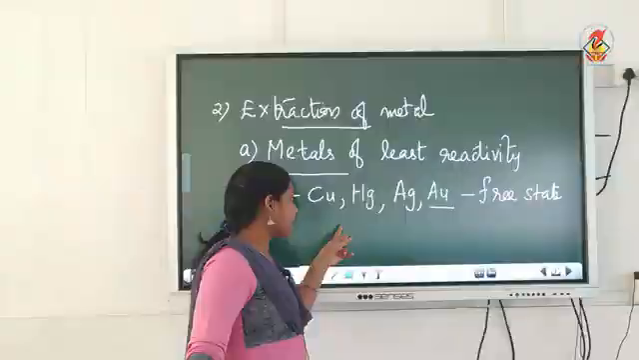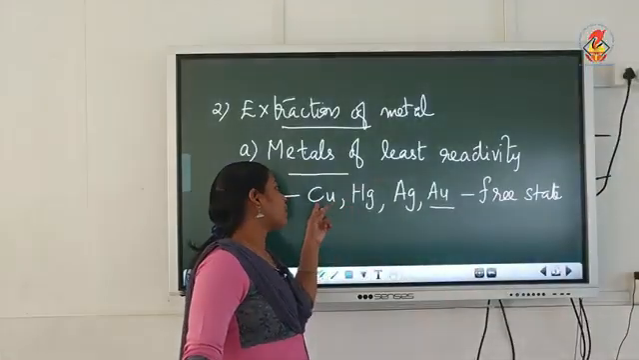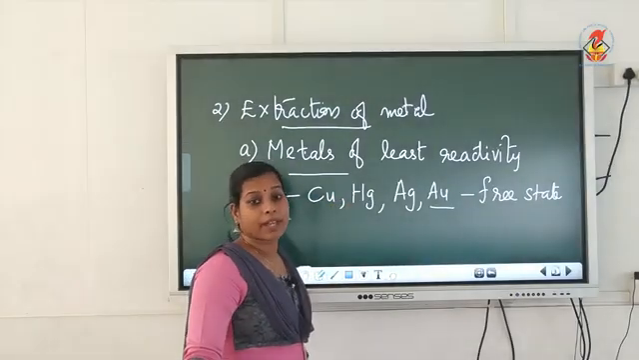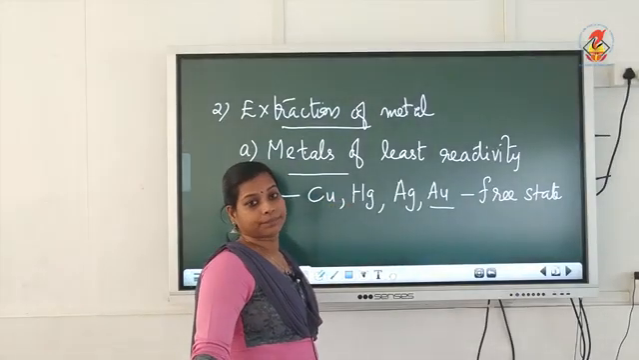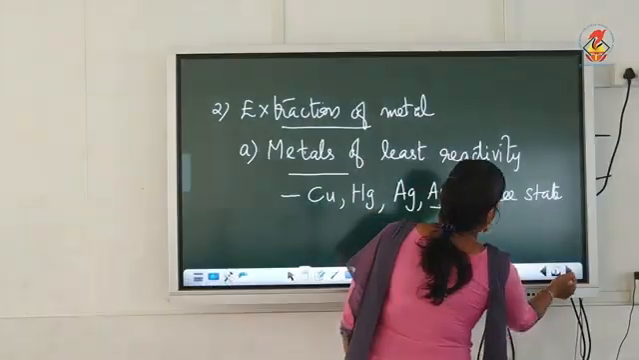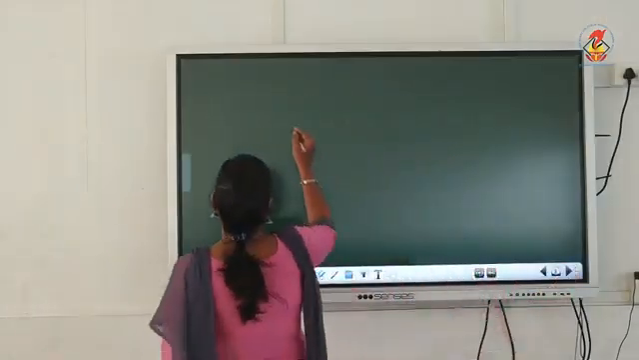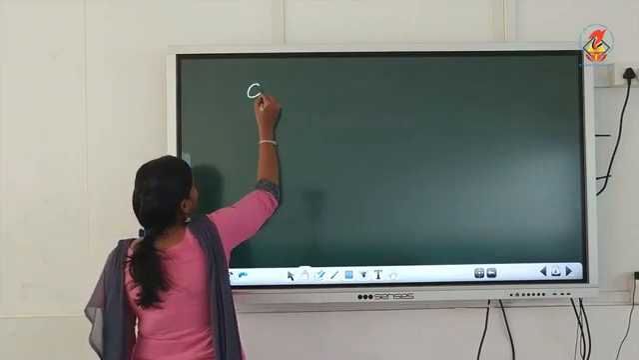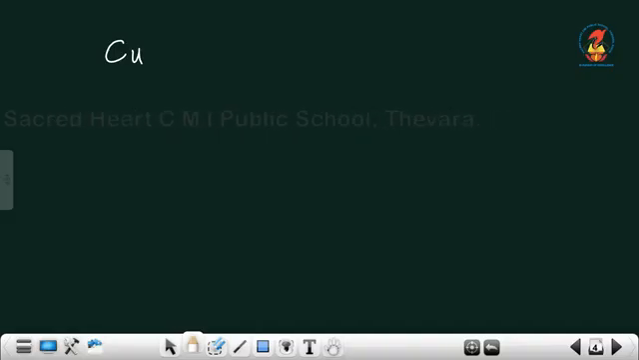So in this case we will see how we separate copper and mercury from the ore. Moving on to the extraction of copper. Copper in nature exists as copper sulfide. Okay, so that is its ore.